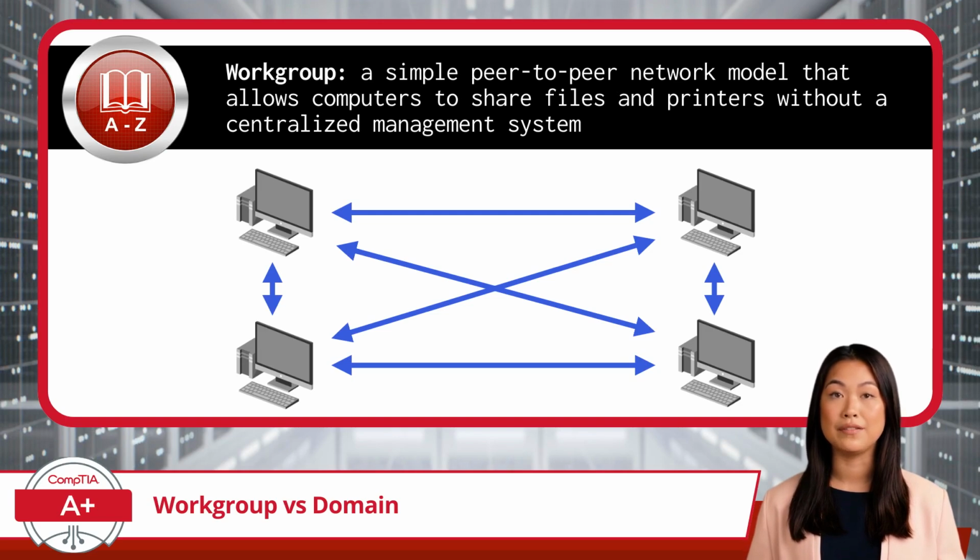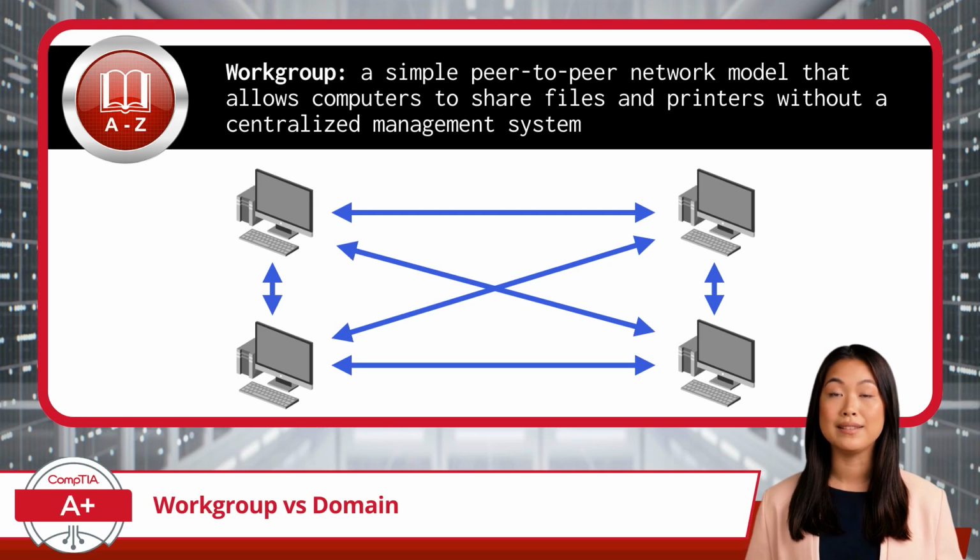Imagine you're in a small office with only a few PCs that need to communicate and share resources without setting up a central server. This is where a Windows workgroup shines. A workgroup is a simple peer-to-peer network model that allows computers to share files and printers without a centralized management system. This setup is perfect for small businesses or home networks where simplicity and ease of configuration are paramount. Remember, Microsoft recommends connecting no more than 20 computers to a Windows workgroup or things could get a bit messy.